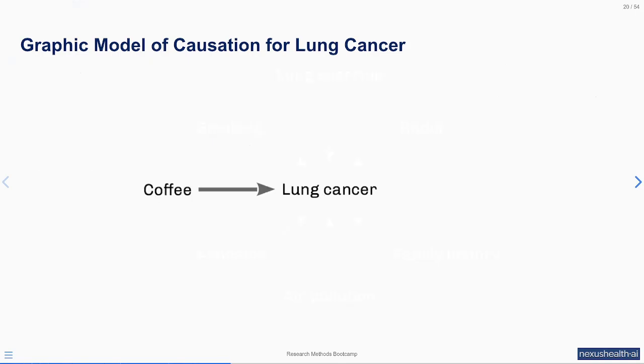Now, assuming we want to do a study that looks at the linkage between coffee and lung cancer, this is our hypothesized model that coffee may also result in lung cancer. But this is not complete, because we just saw from the preceding slide that there are other factors that are also associated with lung cancer. So we have smoking.